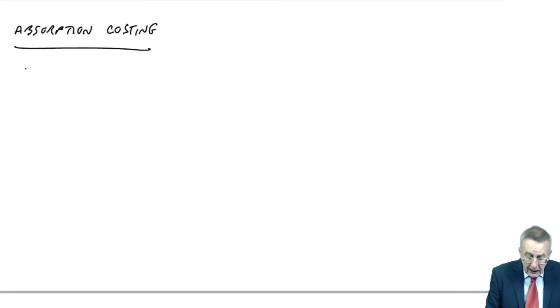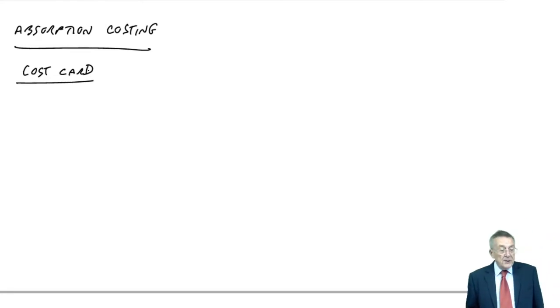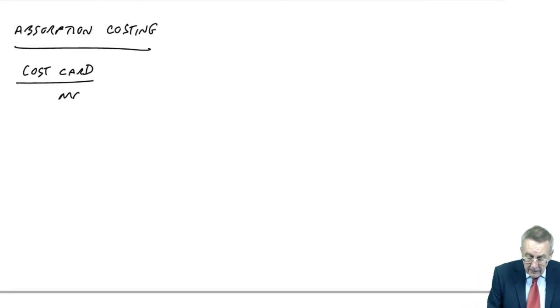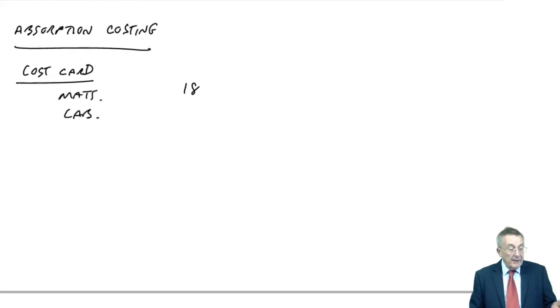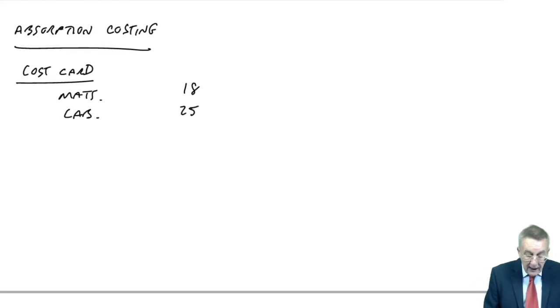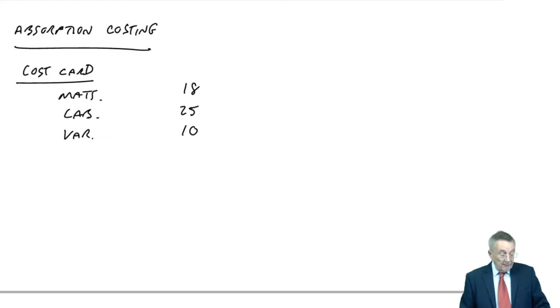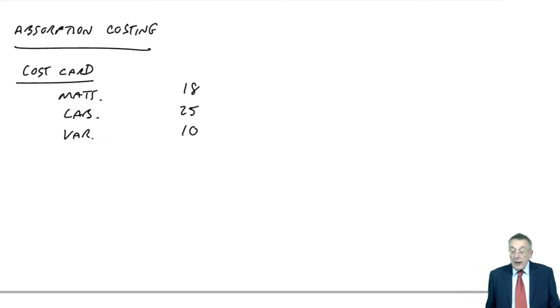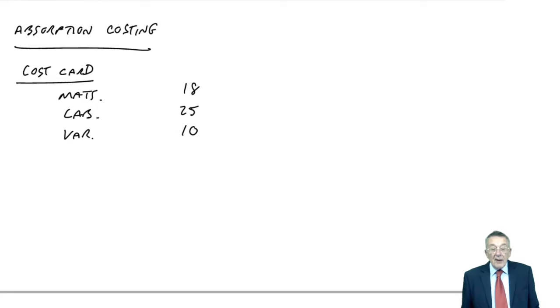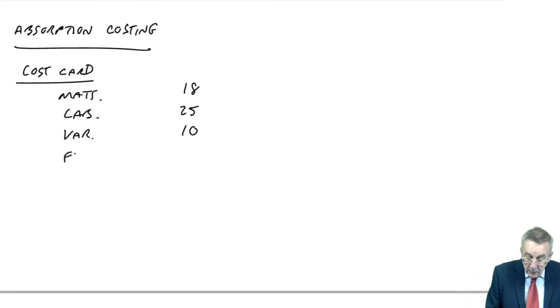The first is exercise 1. Let's rewrite the cost card using absorption costing. Materials, same question. So as before, 18 is 4 kilos at 4.50. Labour, I won't show the analysis, but it's 5 hours at $5 is 25. Variable overheads, 5 hours at 2 is 10. So I won't total here, but there's the marginal cost. If we're using absorption costing, we bring in the fixed overheads.